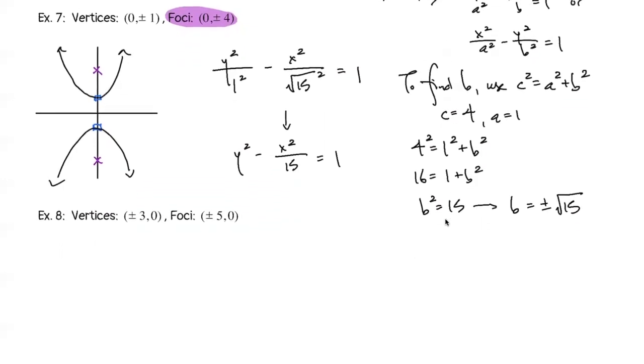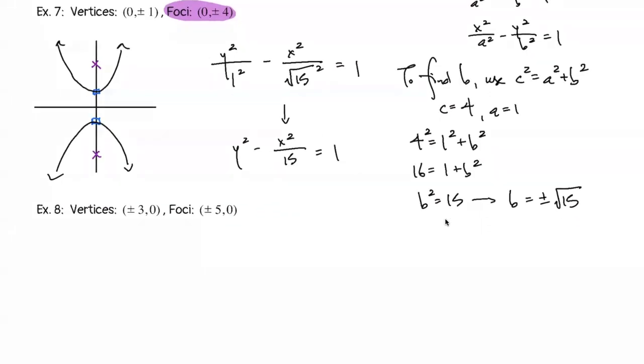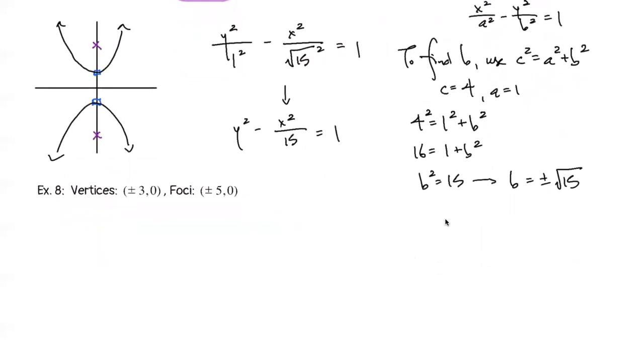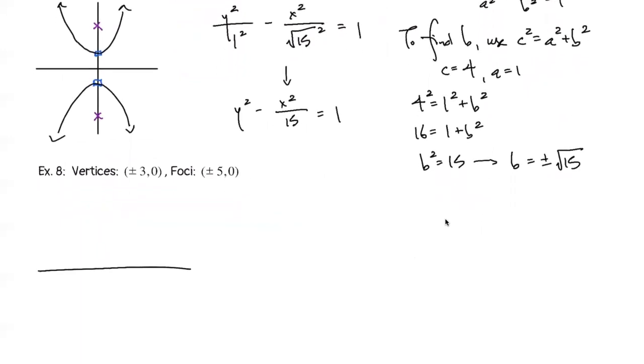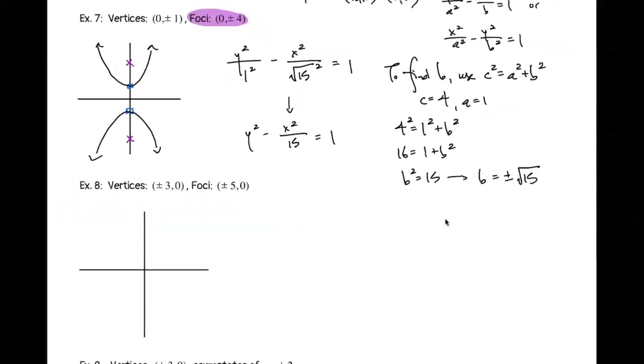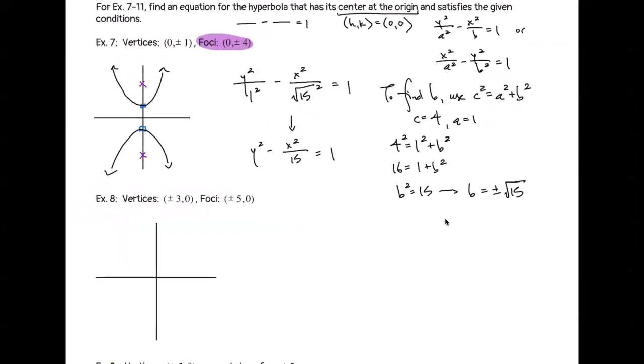All right, well, let's try the second one right here. I'm going to set up an XY grid just so we can sketch our diagram and use that to help us choose, should we do y squared minus x squared or x squared minus y squared?